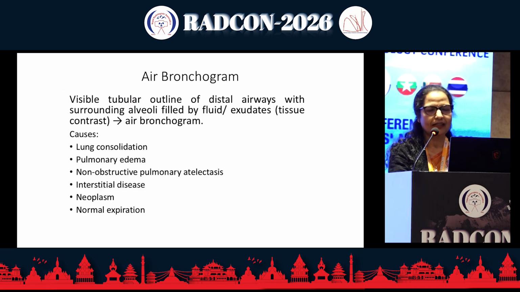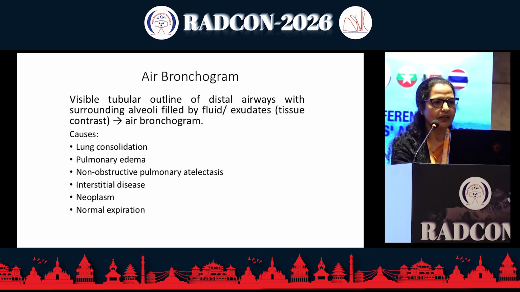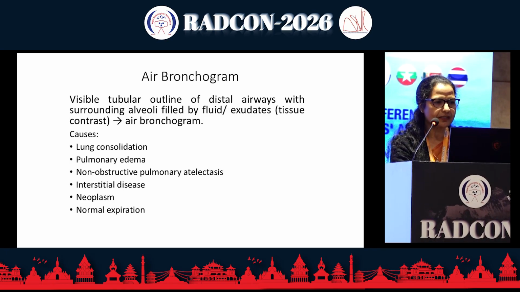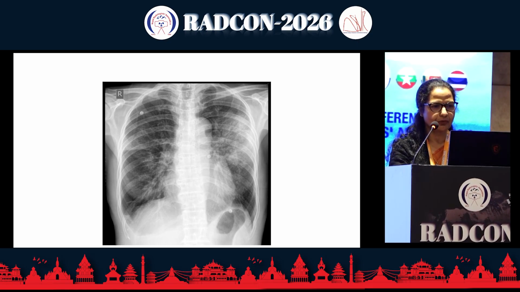The next common sign is air bronchogram. Because of the similar densities in the distal airways and the alveoli, we are not able to separate them. But when the air in the alveoli gets displaced by the fluid or exudates, then we see the distal airways, we give the name air bronchogram, which is common. The causes can be from infective, sometimes edema, and neoplasm also. There are many causes for air bronchogram.